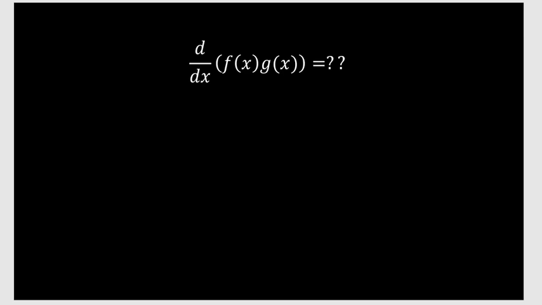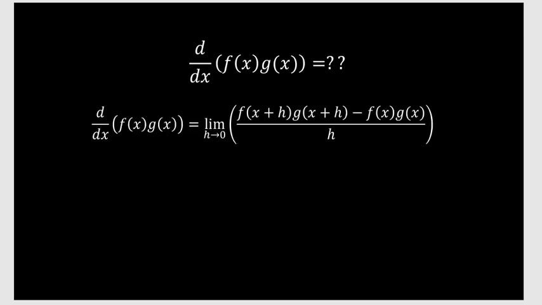We're going to kick it off with the product rule, which we're going to use to differentiate the product of two functions of x. So if we have the product of two functions, say f of x and g of x, what is the derivative of that product going to be? Well, first we're just going to look at the basic definition of this guy using the limit. d/dx of f of x times g of x, using the limit definition of the derivative, is equal to the limit as h goes to 0 of the quantity f of x plus h times g of x plus h minus f of x times g of x all over h.